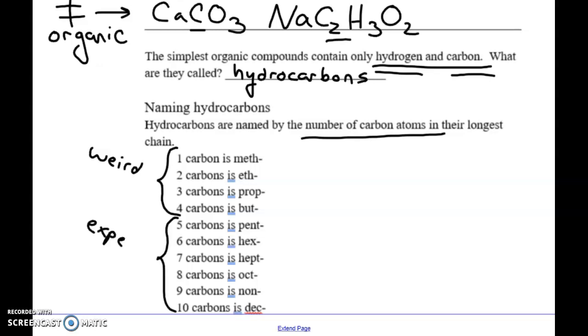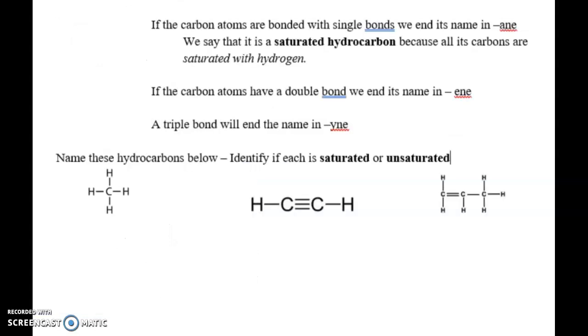So just remember you have this reference here. You'll be able to turn to that if you're not quite sure what something is. So that's the prefix. That's the first part of the word. And we need to look at the second part of the word, which our ending is going to be based on the types of bonds that are there. So you read this and it says, if the carbon atoms are bonded with single bonds, we end its name in ane. So we look at the examples at the bottom here.